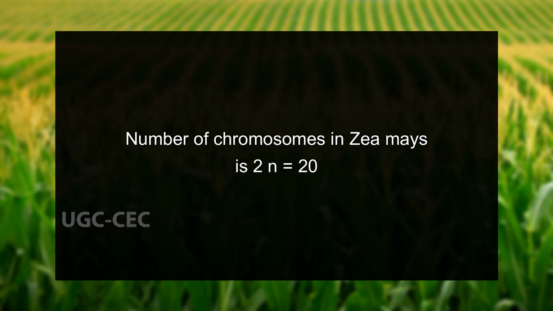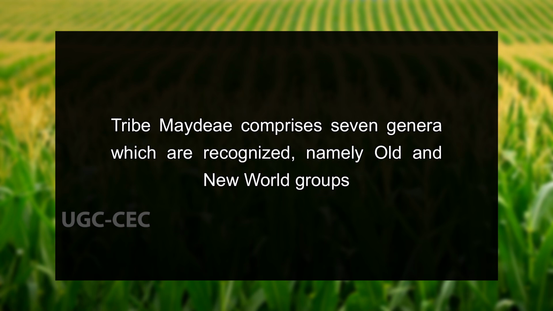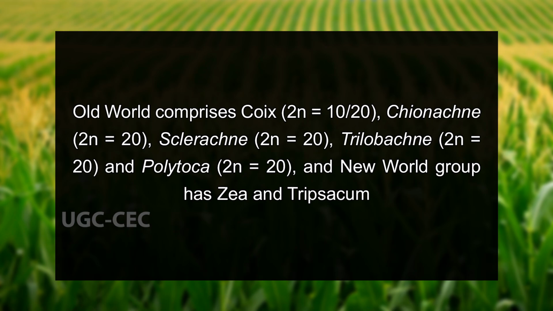The number of chromosomes in Zea mays is 2n equals 20. Tribe Maydeae comprises 7 genera which are recognized, namely Old and New World groups. Old World comprises of Coix, 2n is equal to 10 or 20, Chionachne, 2n is equal to 20, Sclerachne, 2n is equal to 20, Trilobachne, 2n is equal to 20, and Polytoca, 2n is equal to 20.